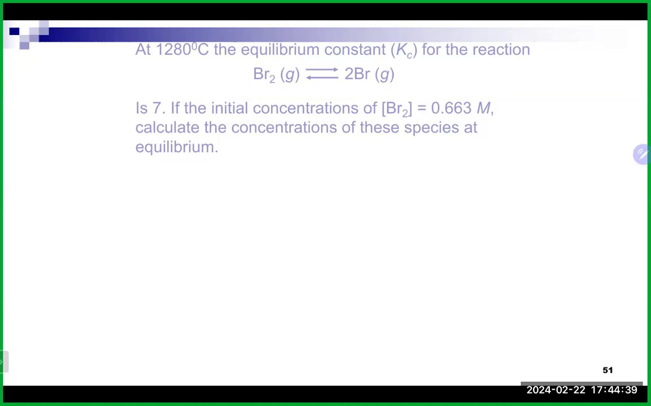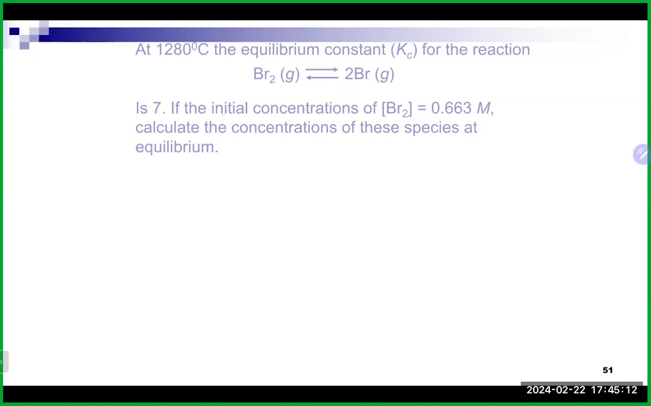All right, so at 1280 degrees Celsius, the equilibrium constant for this reaction is lucky number 7. If the initial concentration of Br2 is 0.663, what are the equilibrium concentrations of everybody? So we are going to do an ice table here. We're given the initial concentrations. By the way, this would be a situation where we could not calculate Q because we don't have any product information given to us. So we have no way to calculate that. So we don't have to worry about that.